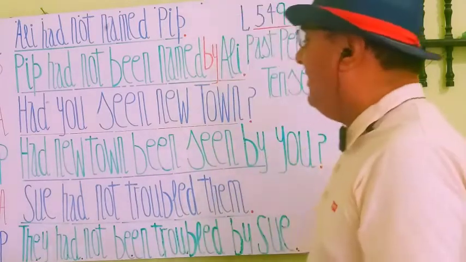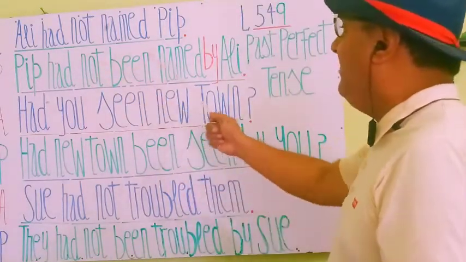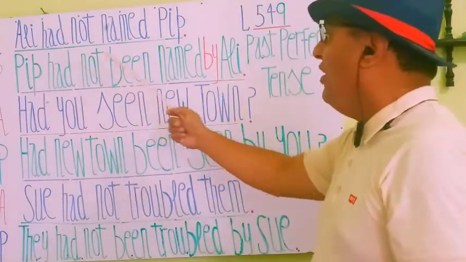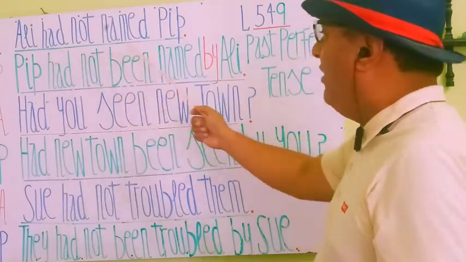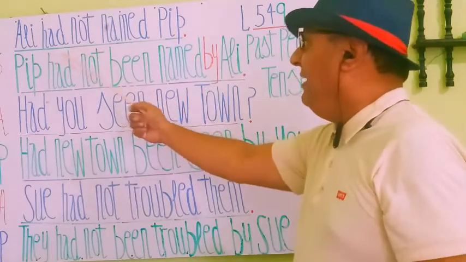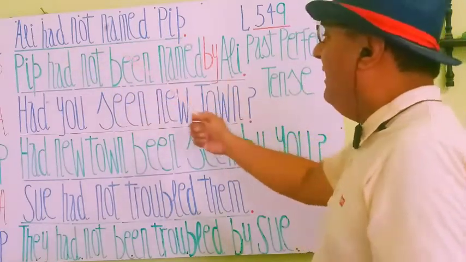Can you see that? First one is: Ali had not named Pip. This is an active statement. Ali had not named Pip.